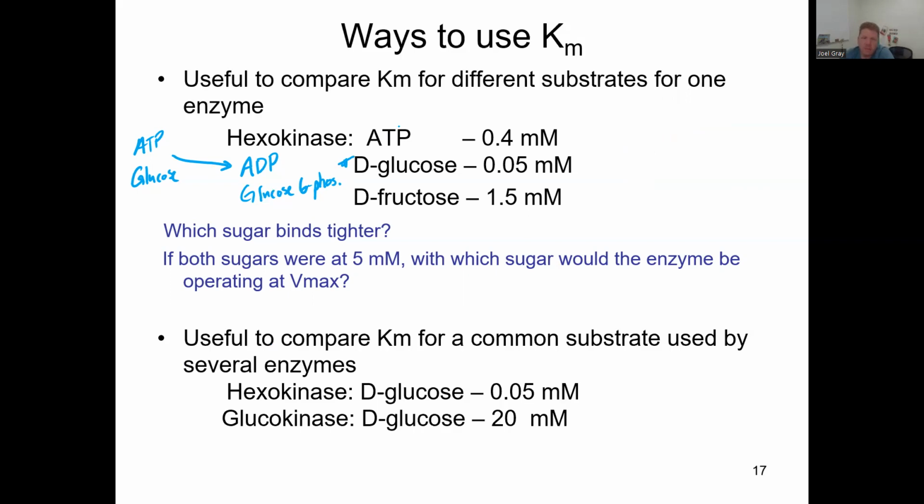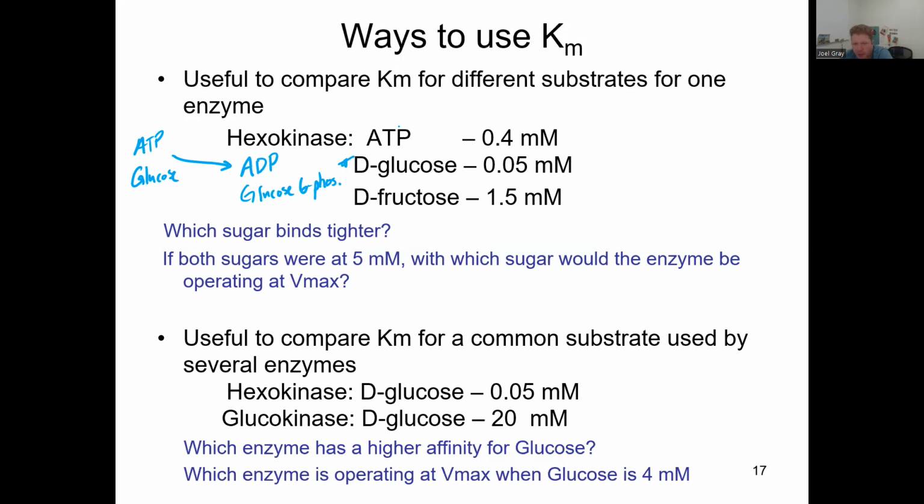In addition to that, Km can be used to compare a common substrate amongst two enzymes. For instance, hexokinase is an enzyme that's in basically every cell. Glucokinase is something that's much more abundant in the liver. Both of these enzymes will bind glucose. Glucokinase has a Km of 20 millimolar, whereas hexokinase has a Km for glucose of 0.05 millimolar. Which enzyme is going to bind glucose more tightly? Hexokinase. Glucokinase will bind it, but with a much lower affinity because of the fact that the Km is 20 millimolar.